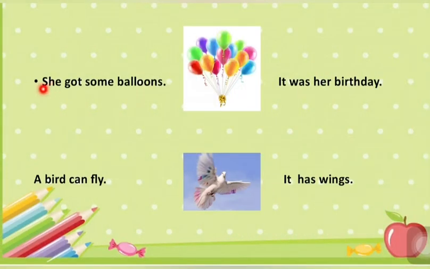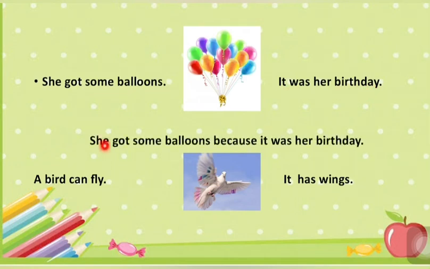Now let's have a look at these examples so you have a clear idea when to use because. She got some balloons. It was her birthday. Now children, why has she got some balloons? Because it was her birthday. Excellent. She got some balloons because it was her birthday. A bird can fly. Now why a bird can fly? What is the reason? It has wings. Now a reason is there. We know how a bird can fly. The reason has been given here. So we will join it with the word because. Excellent children. A bird can fly because it has wings.